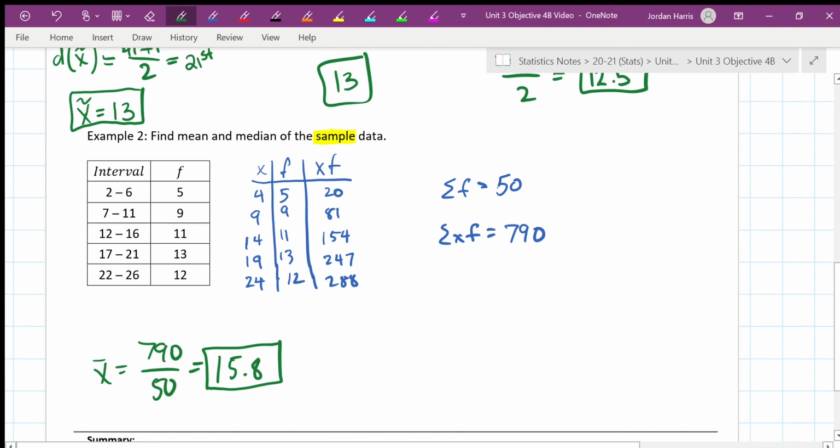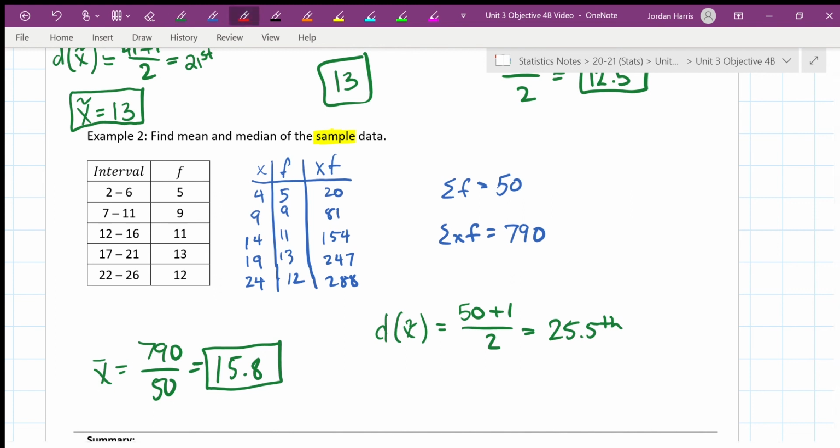The median, this is where it gets tough for a lot of people. So we're going to practice this one more time. The depth formula for the median is the total number of data points, which is the sum of your frequency, plus 1, divided by 2. 51 divided by 2 is the 25.5th term. Remember, it's the depth. It's telling you the position.